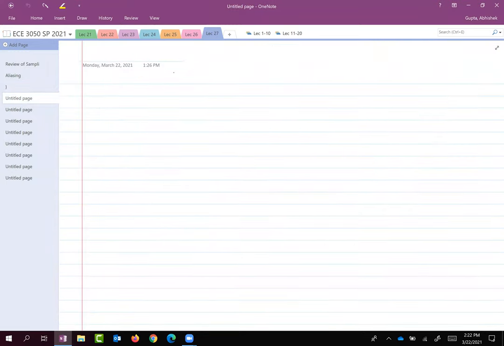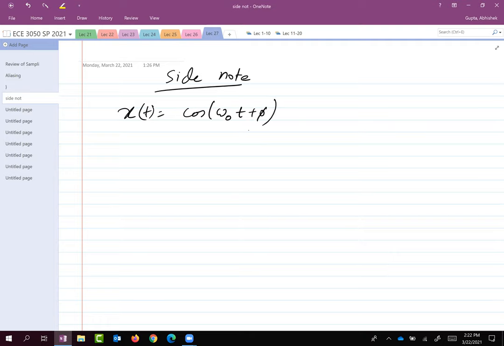Now just a side note. So if your x of t was cos(omega naught t plus phi), so you have a phase in addition to a frequency, then after going through this recovery, like after computing the recovery signal, you will realize that this is equal to cos((omega s minus omega naught) t minus phi). This is the recovered signal.